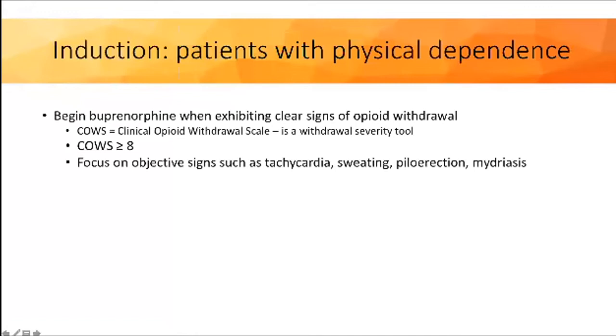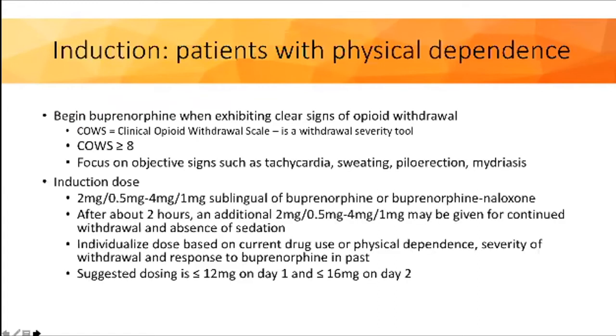And so this is review. So there are clear signs of opiate withdrawal, a COWS greater than 8. Again, we're focusing in on more objective symptoms. So if the patient is just reporting anxiety, restlessness, mild GI, you might want to wait a bit.